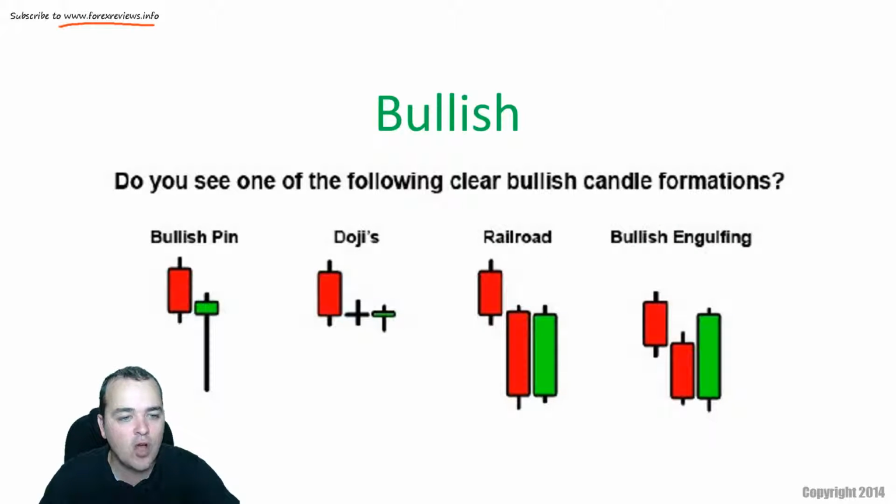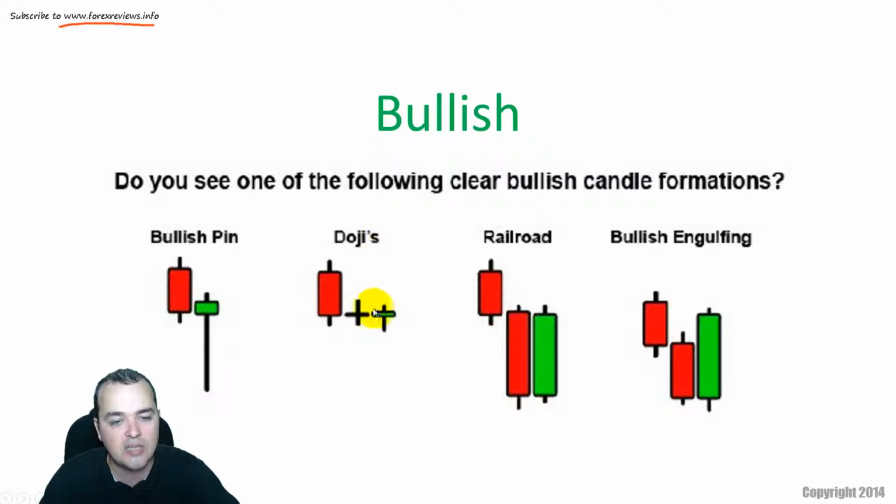Here's some examples of bullish price action candlestick patterns. Now, these are the main ones. The first one I'm going to go over is the bullish pin bar, commonly called, and with other names you could call it the hammer or a bullish rejection candle.